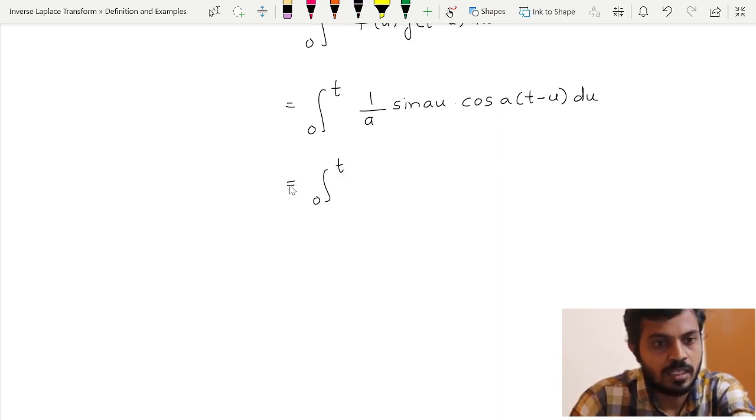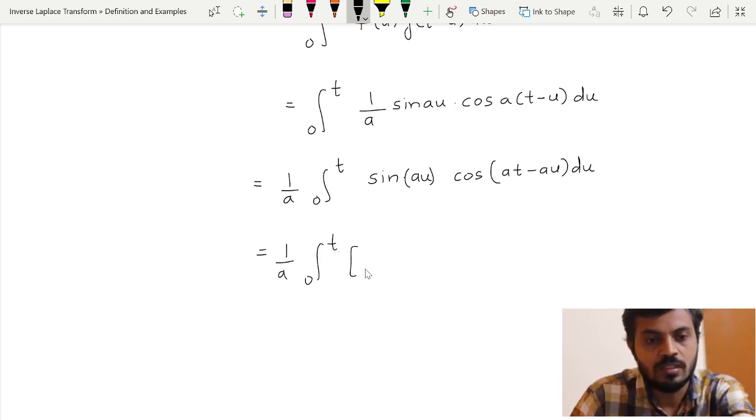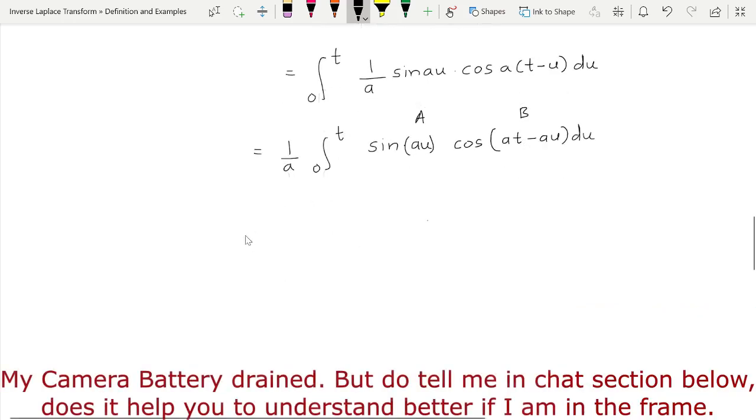This 1 upon a can be taken out, and I am left with sine of au multiplied by cos of, this is an angle, so I will put a bracket, at minus au, du, which is equal to 1 upon a integration 0 to t. Now here comes the role of the formulas that we know. So this is our capital A, this is our capital B. So this will be equal to 1 upon a.